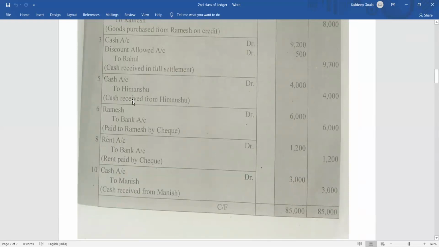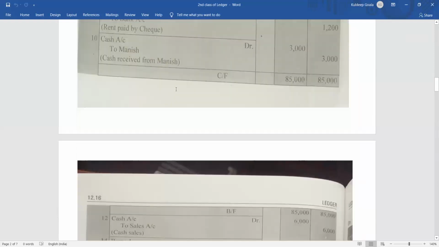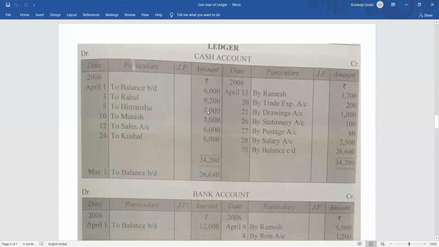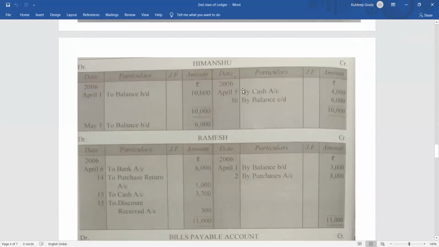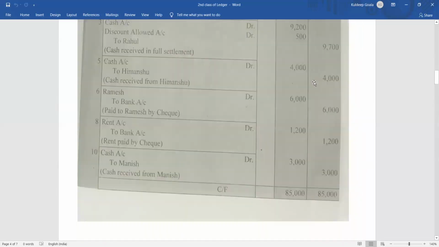So on the cash debit side, what will you write? To Himanshu. And on Himanshu's credit side, by cash, isn't it? So you can see here, on the cash debit side we write to Himanshu 4,000, and on Himanshu's credit side we write by cash 4,000. Clear? Okay. Then going to the next transaction.